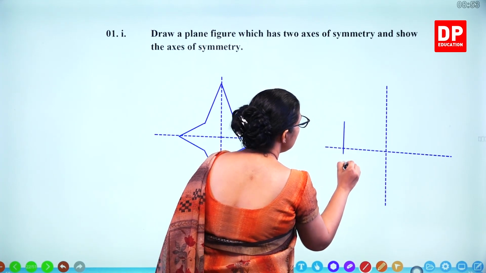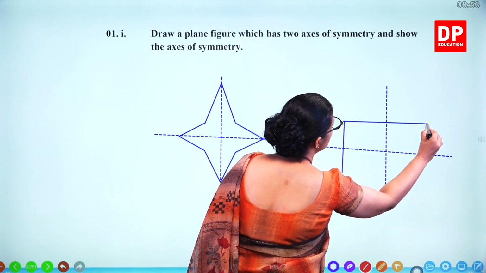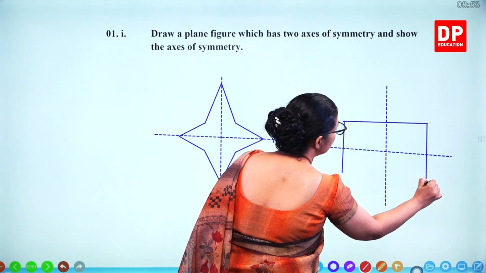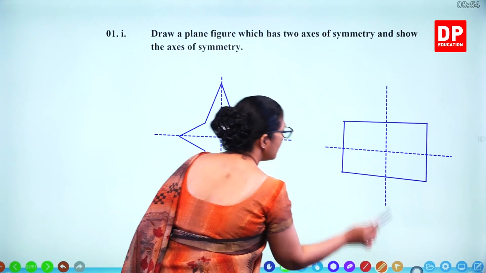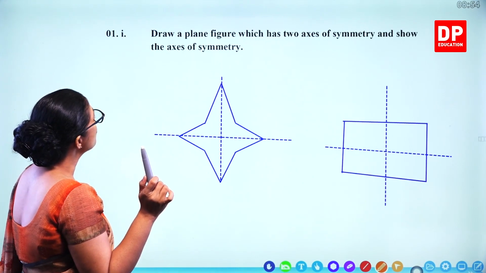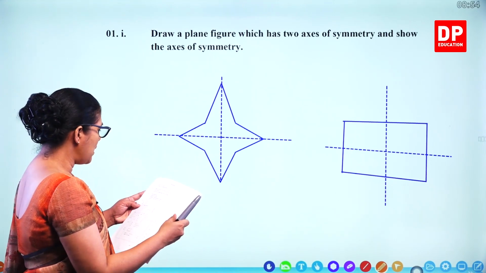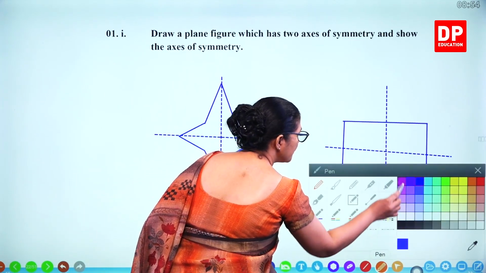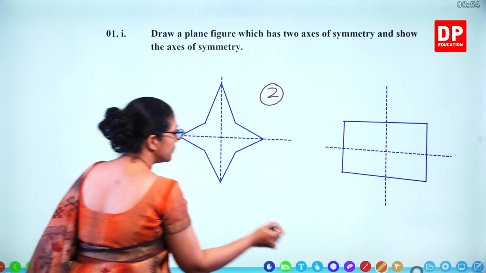We'll do a rectangle. So this length is the same as this. So all these sides are equal, these lengths. So that's 2 figures. Draw a plane figure which has 2 axes. So you have to draw only one, and how many marks do you get? You get 2 marks for one diagram. So only one, no need to draw 2. 2 marks.